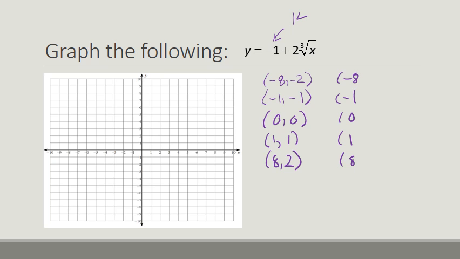So -2 minus 1 is -3 times 2 is -6. -1 minus 1 is -2 times 2 is -4. 0 minus 1 is -1 times 2 is -2. Okay. 1 minus 1 is 0 times 2 is 0. 2 minus 1 is 1 times 2 is 2. So here are our points. -8, -6, -1, -4, 0, -2, 1, 0, and 8, 2.